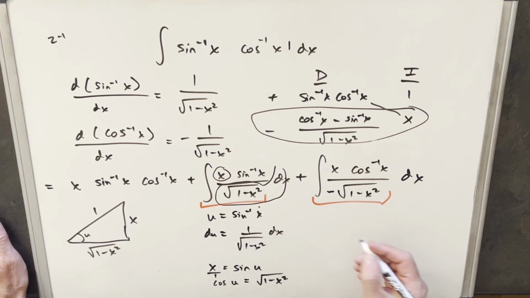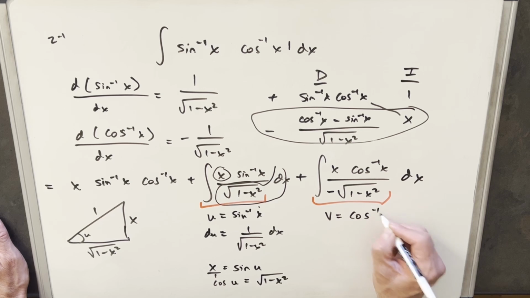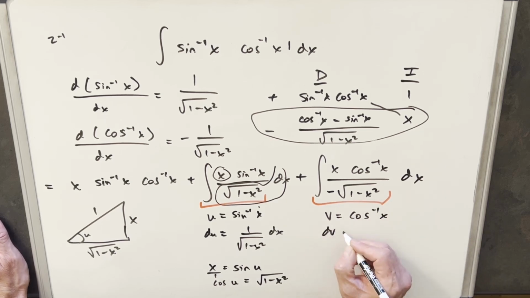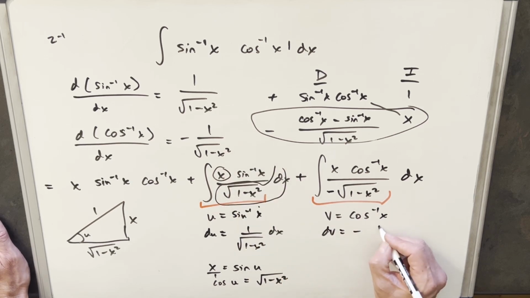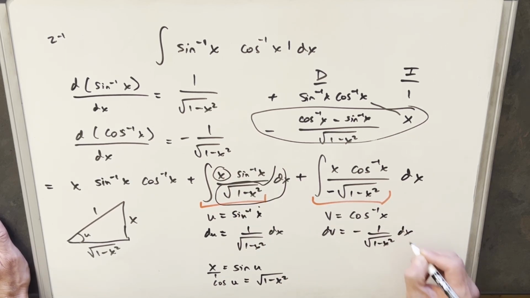So over here, just so I don't confuse my variables, we'll do a v substitution. I'm going to say v is equal to arc cosine of x. We'll get our dv, and we know that value because we have it right there. That's going to be square root of 1 minus x squared dx.